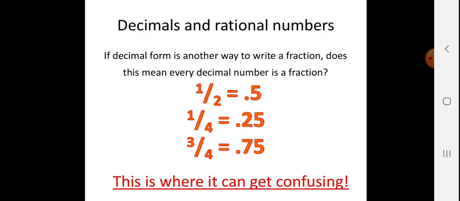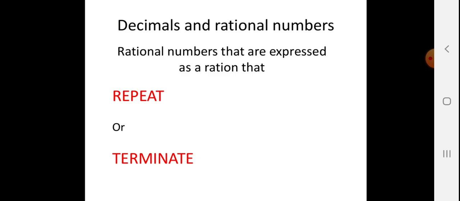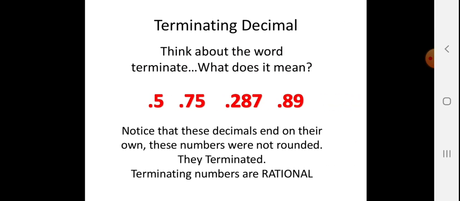Decimals and rational numbers. If a decimal is another way to write a fraction, does this mean that every decimal is a fraction? Yes. 1 upon 2 is 0.5, that means 5 upon 10. 1 upon 4 is 0.25. 3 upon 4 is 0.75. This is where it gets confusing. So decimals and rational numbers are expressed as a ratio which repeat or terminate.